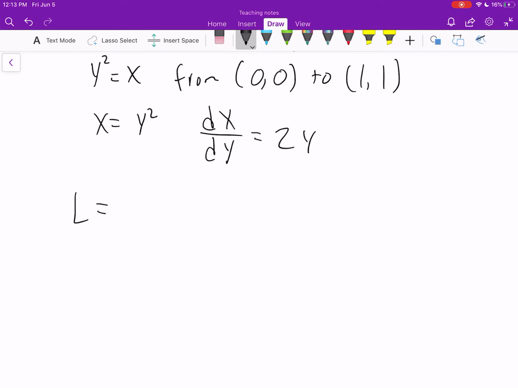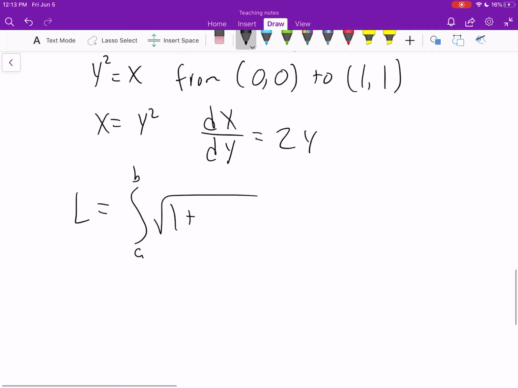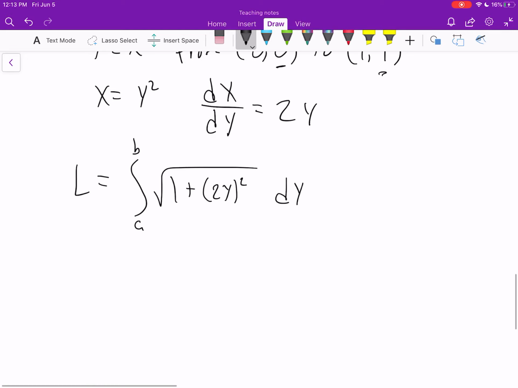My integral is going to then be the integral from a to b, square root of 1 plus dx dy squared. So I'm going to get 2y squared here. And because y is my integration variable, I'm going to get a dy there. Because I'm integrating dy, I need to figure out what my bounds are. Well, this thing goes from 0 to 1. So this is going to be the integral from 0 to 1, square root of 1 plus 4y squared dy.